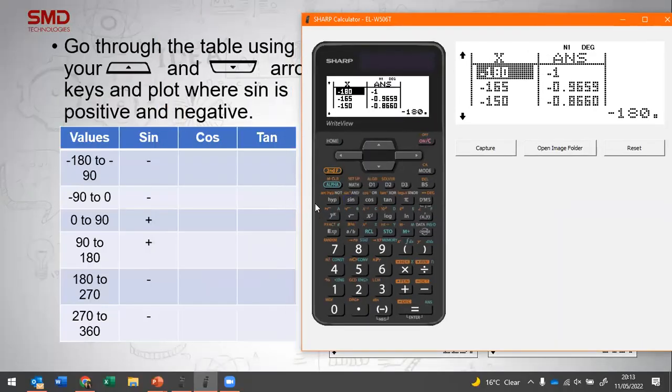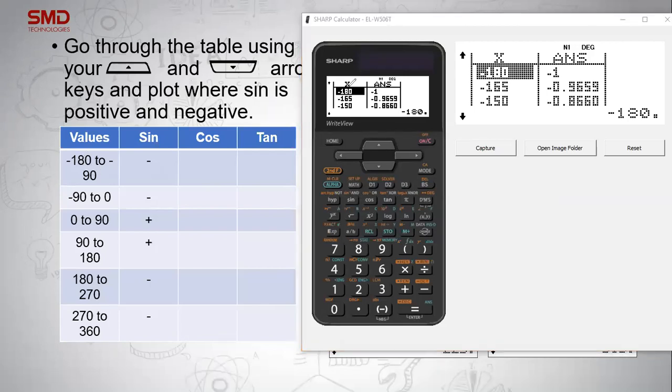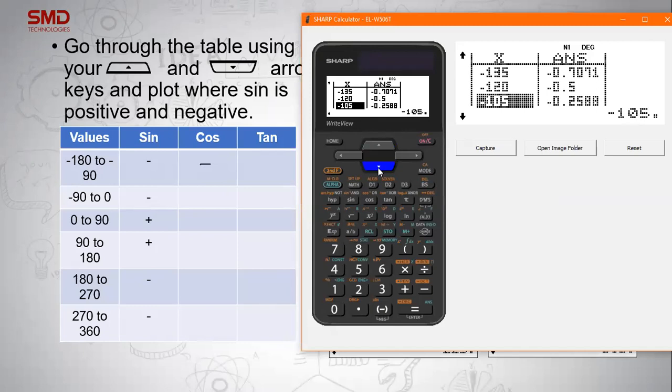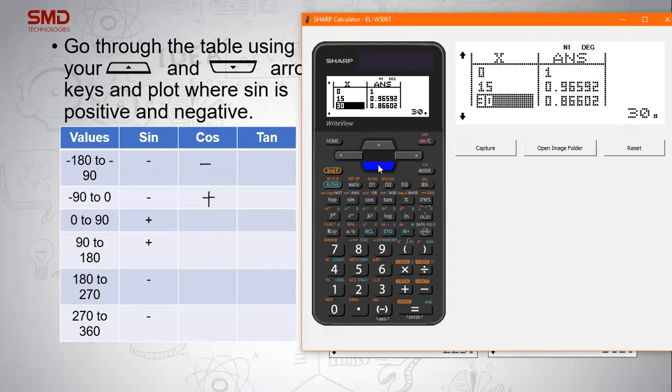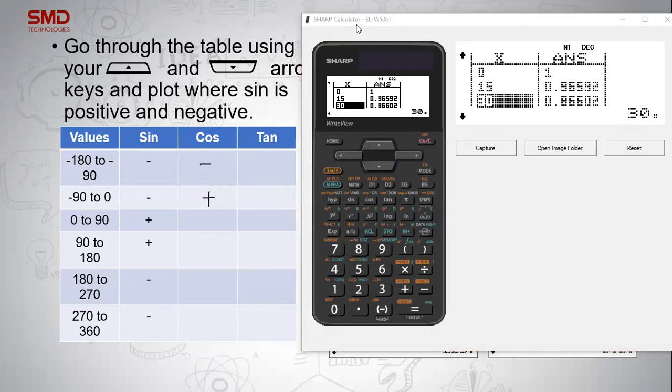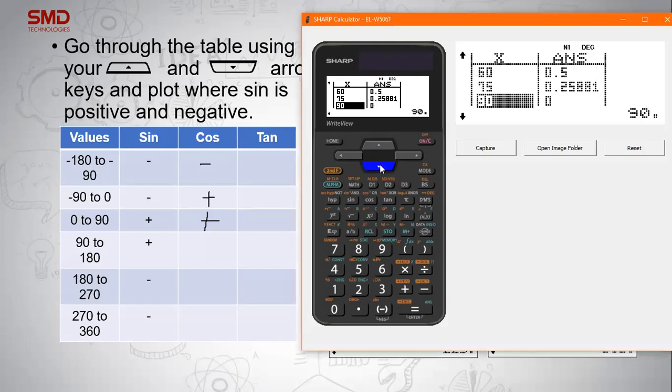So now we can see that in cos, let me get a pen. Between negative 180 and negative 90, we can see that the answers are negative. So I can put a negative sign here as well. Then if I scroll down my table, between negative 90 and 0, my answers are positive. So here I can write a plus. Then if I scroll down my table some more, between 0 and 90, my answers are also all pluses. So we can do that there. Then between 90 and 180, let's go take a look. We can see that it's all negative.